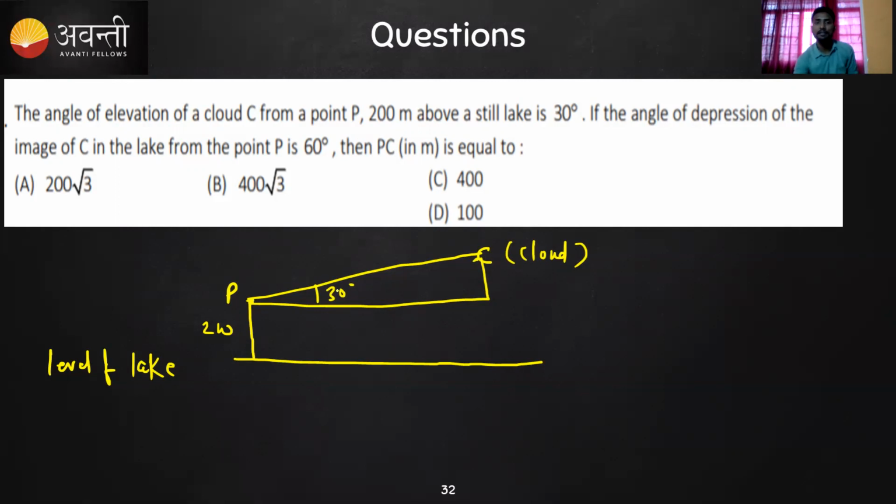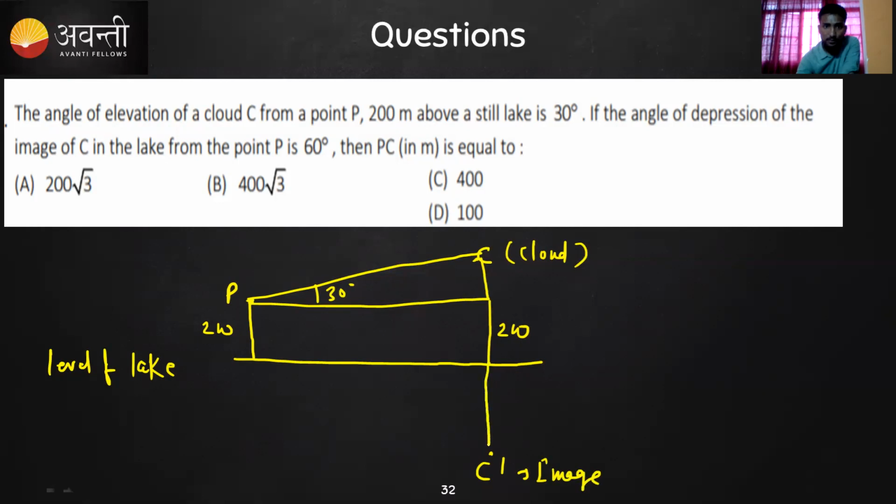It is making a 30 degree angle. It is 200 meter above the still lake, right guys? So it is also 200. Okay, and one more thing, it is saying that if it is C, this is the lake, so its image will be like, suppose this is C dash, this is the image, right? So it will be like this only.